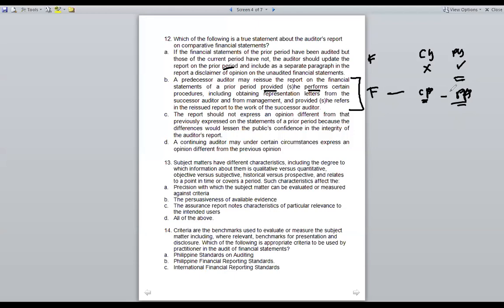So ang most of the practical practice is pasok lahat 'yan sa retained earnings, and then meron tayong tinatawag na, I forgot, yung restatement. Okay, revaluation of the financial statements. Okay, so letter C is the report should not express an opinion different from the previously expressed. Okay, so this is false na, no? So your current period and your prior period, walang connect yan in terms of the opinion itself. So dapat objective pa rin yung pag-issue mo ng report as an auditor.